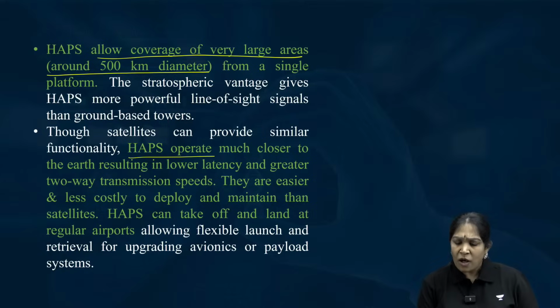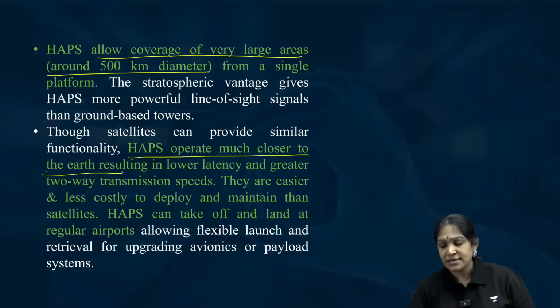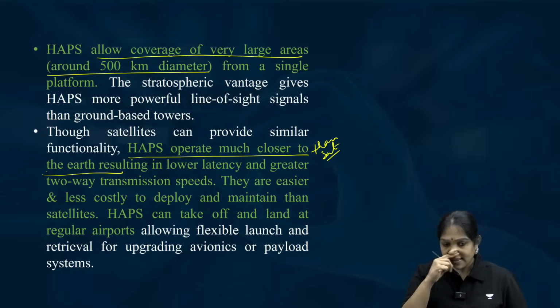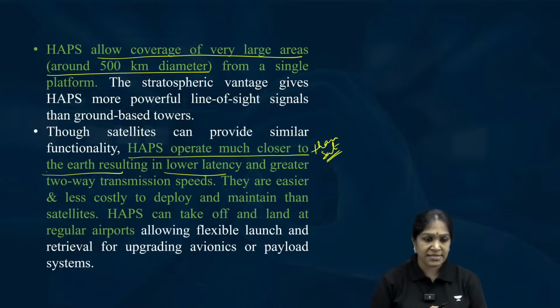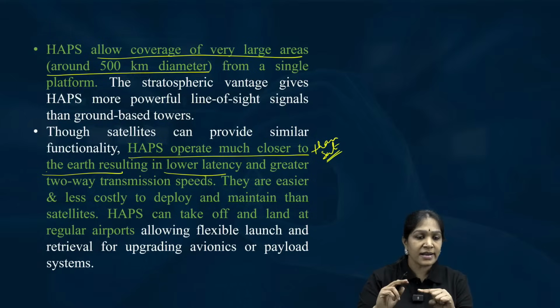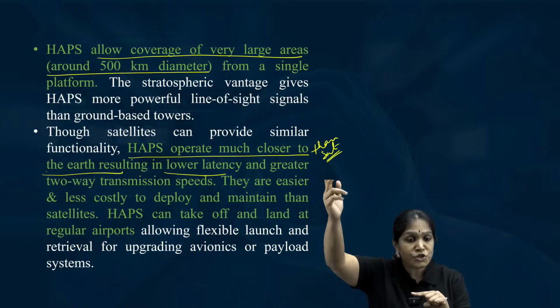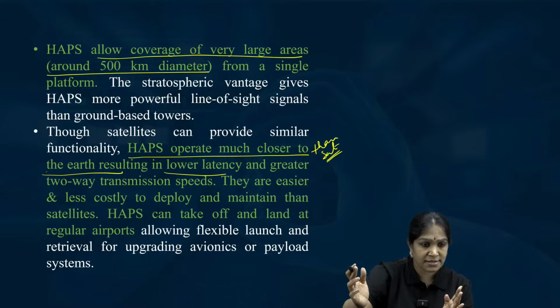They operate much closer to the earth than a satellite, isn't it? With lower latency. What is the advantage of HAPS? If the internet is coming from a satellite, it should come from a long distance.